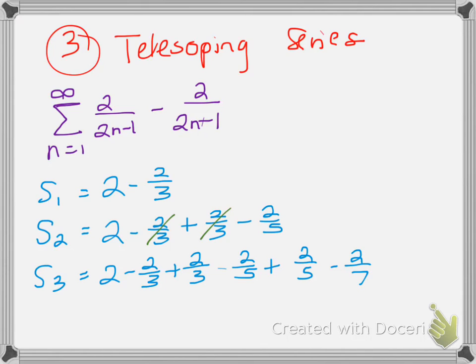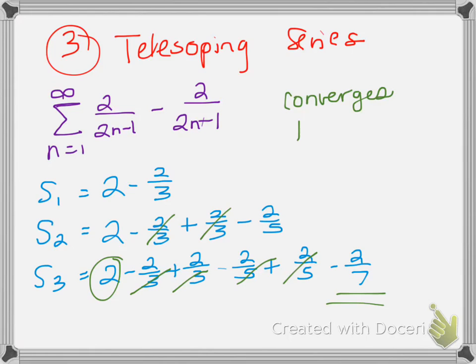Alright, let's look at it again. The 2/3 cancel, the 2/5 cancel. It looks like this 2 will always stay, but whatever's on the end looks like it's going to go away every time, because the next time there'll be a 2/7. So this one converges, and it converges to 2. So telescoping, as long as it is telescoping, it will converge. But the only way to tell it's telescoping is to write out these sums until you can see the pattern to see what it converges to.